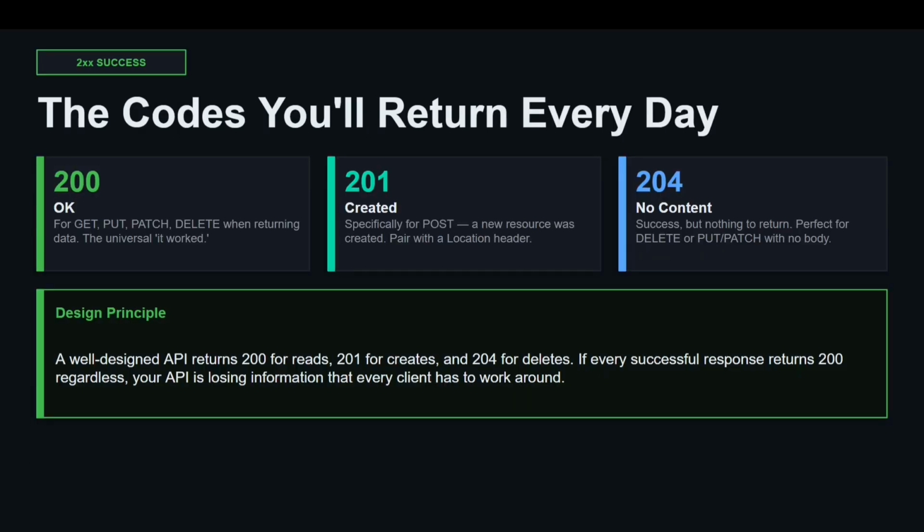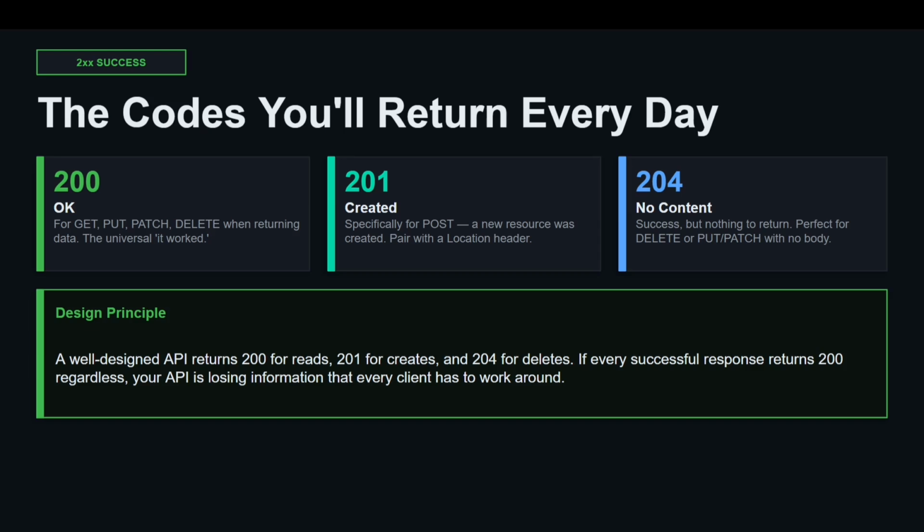Let's talk about the codes that you return every day. The 200 is OK. This is the universal "it worked." Use it for successful GET, PUT, PATCH, and DELETE responses where you are returning data. Then 201 means created, specifically for POST when you create a new resource. Always pair this with a Location header pointing to the new resource. Don't just return 200 when you create something.